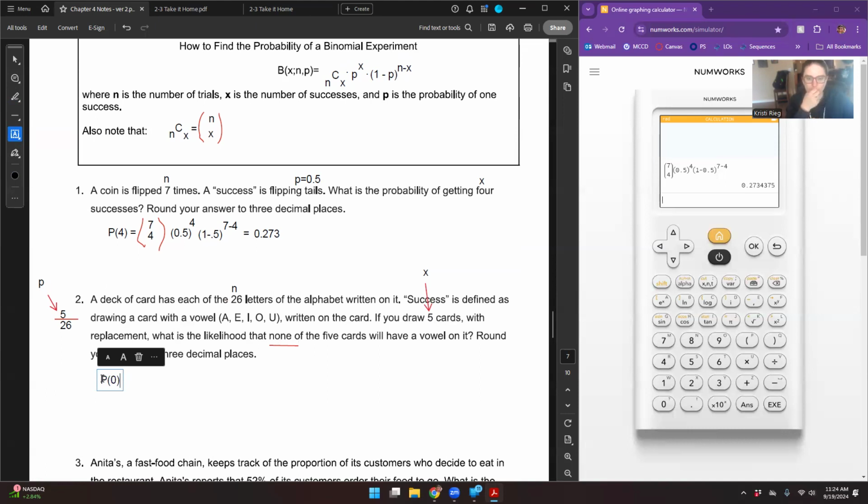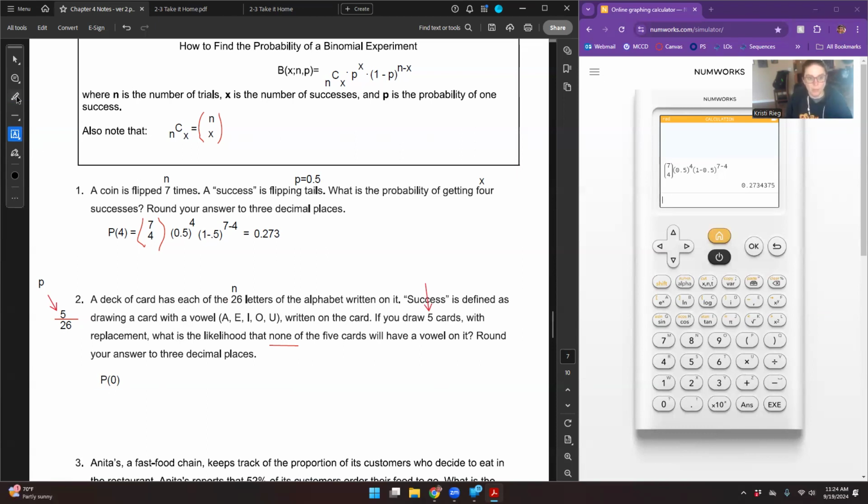So in this one, I was so excited about my arrow that I didn't even think this through. We're just drawing 5 cards. That is not X. I apologize. The 5 has to do with the probability. None, that's what a success is.